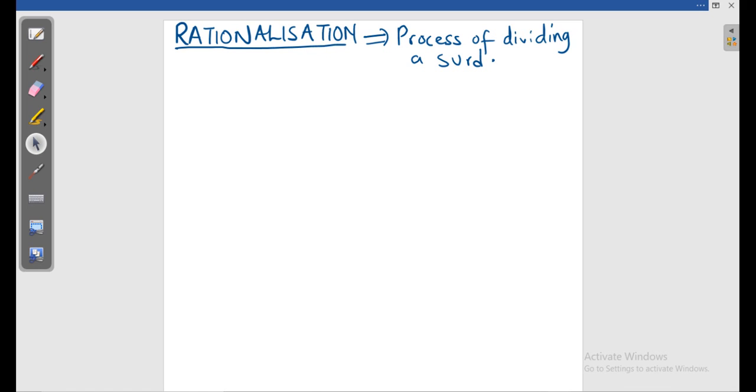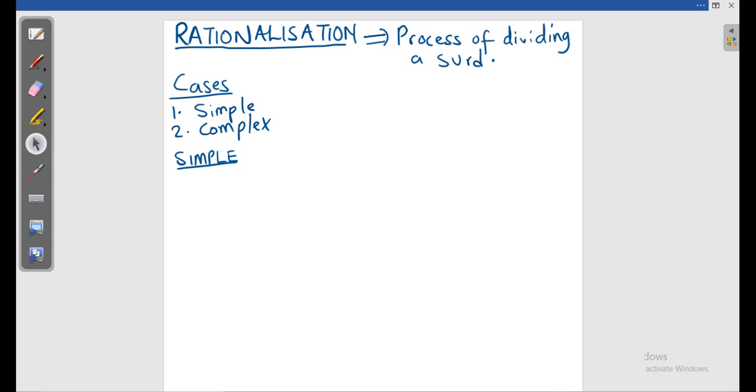Now, there are two cases of rationalization. We have what we call the simple case, and we have what we call the complex case. Let's start with the simple case.